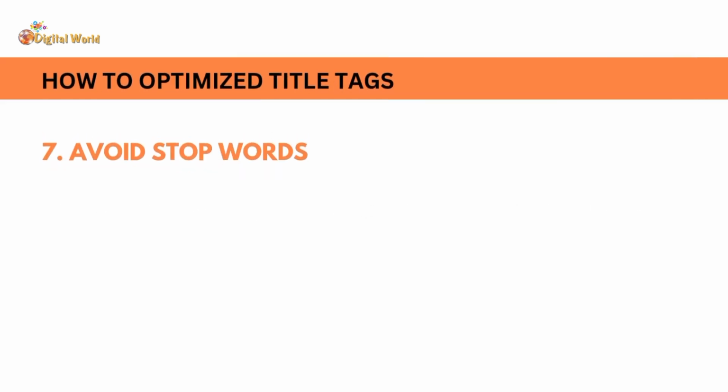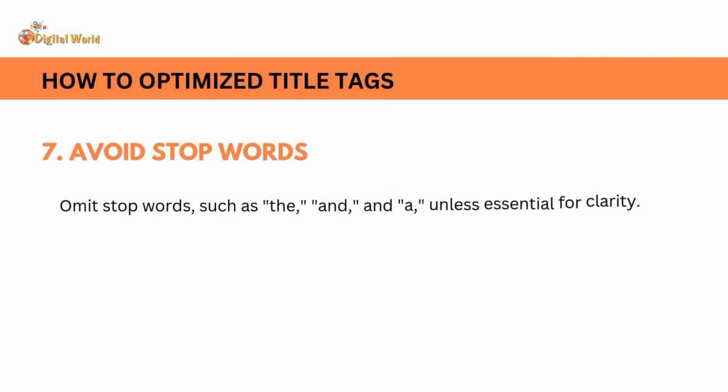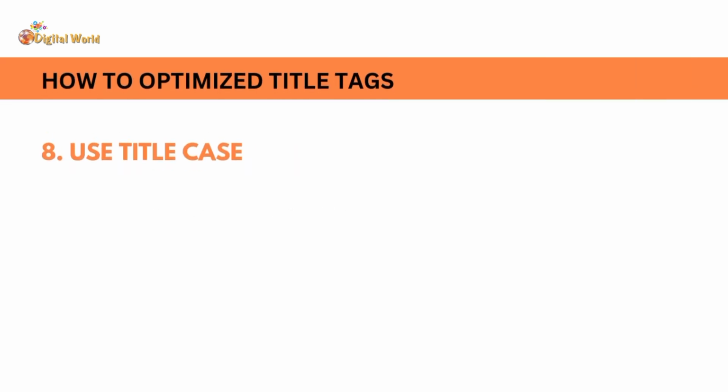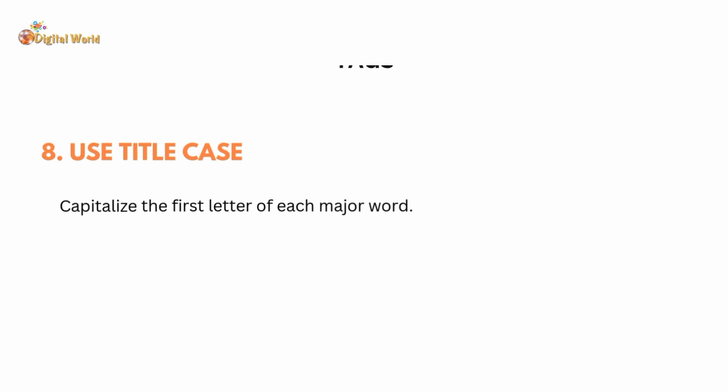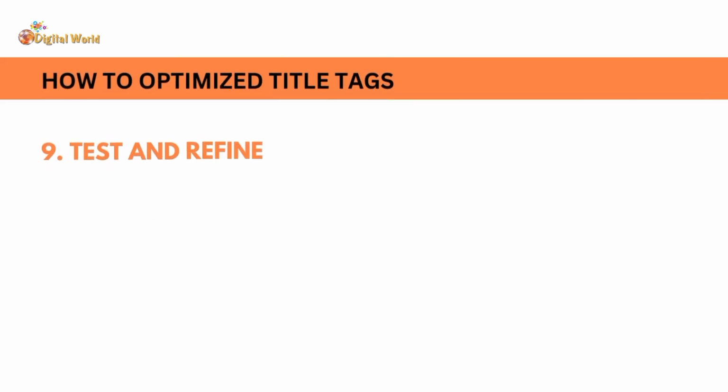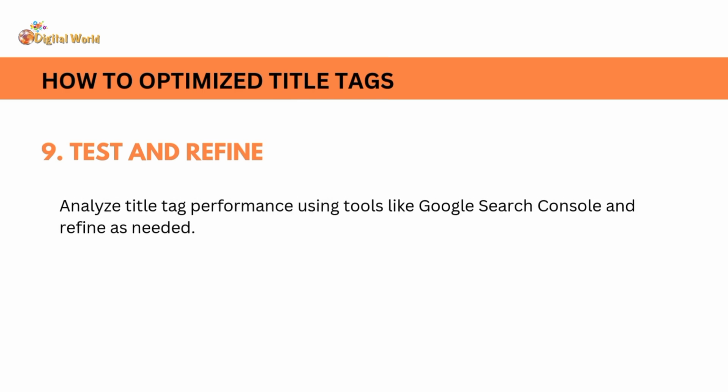Number 7. Avoid stop words. Omit stop words, such as the, and a, unless essential for clarity. Number 8. Use title case. Capitalize the first letter of each major word. Number 9. Test and refine. Analyze title tag performance using tools like Google Search Console and refine as needed.